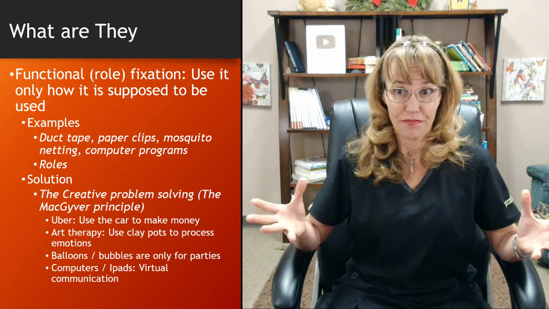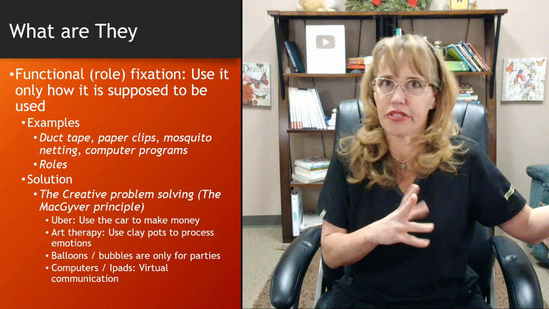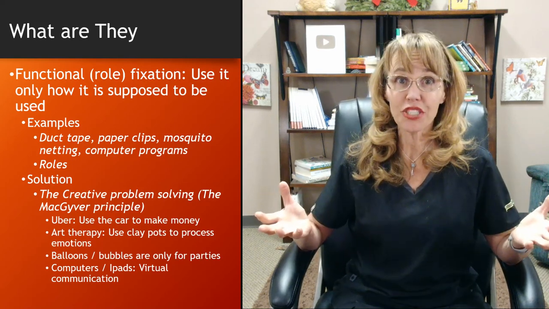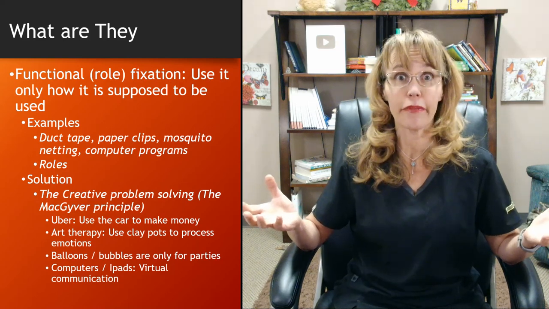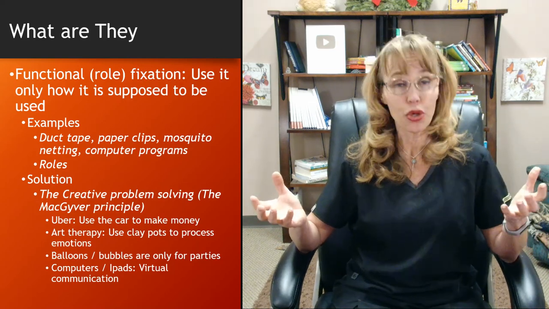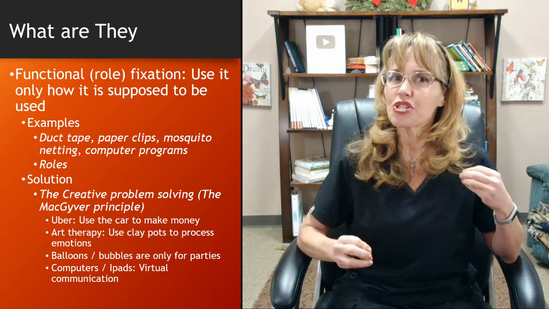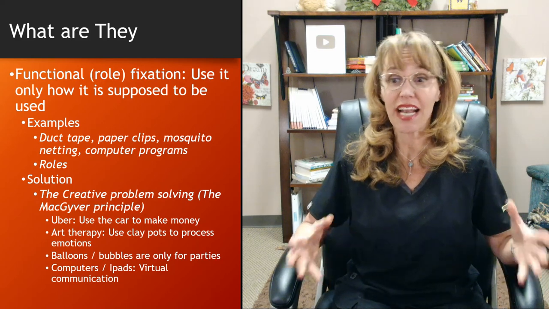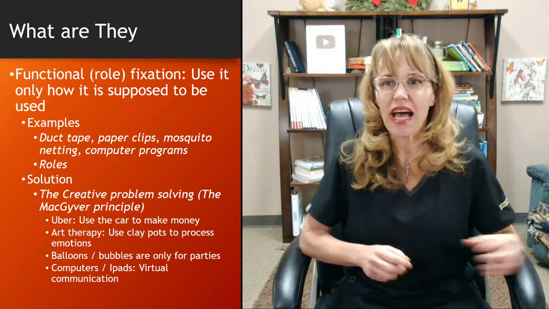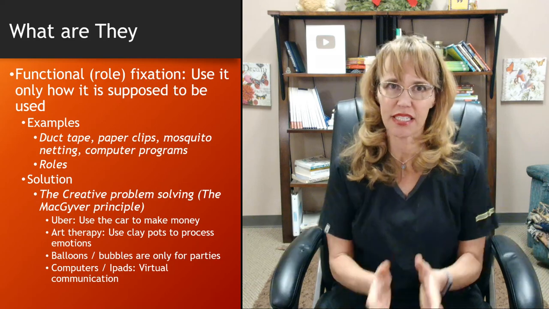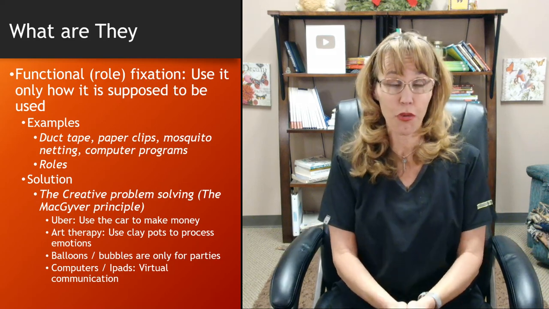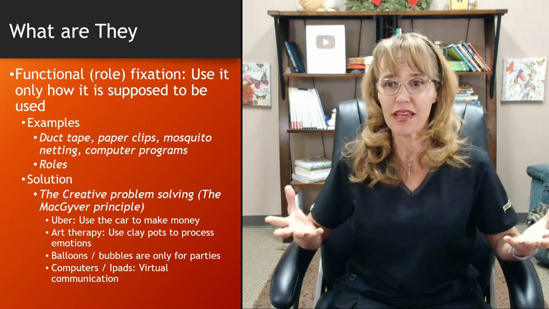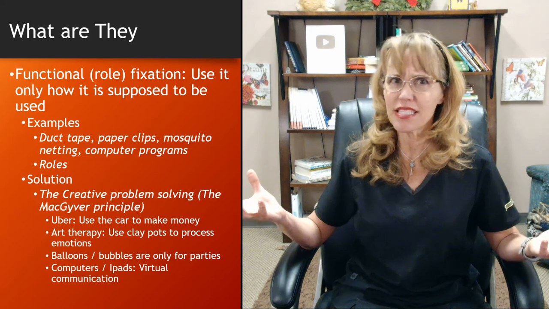For example, back 10 years ago maybe, the car was something that got you from point A to point B, and that's all it was. And then comes Uber, and people started figuring out that, hey, my car can also be something that I can use to make money. So that gets out of that role fixation, seeing the car as just a way to transport me from point A to point B.